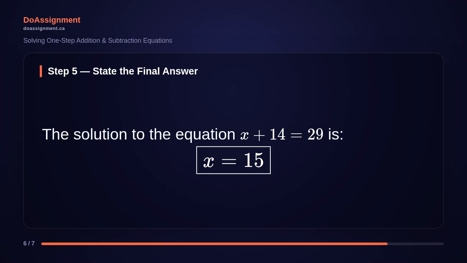The final answer is x equals 15. This is the value that makes the equation x plus 14 equals 29 a true statement.